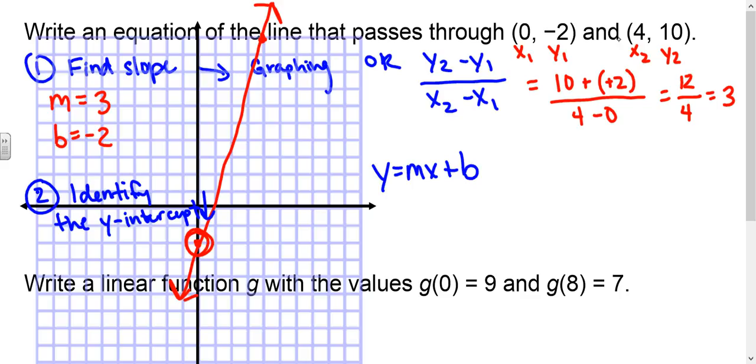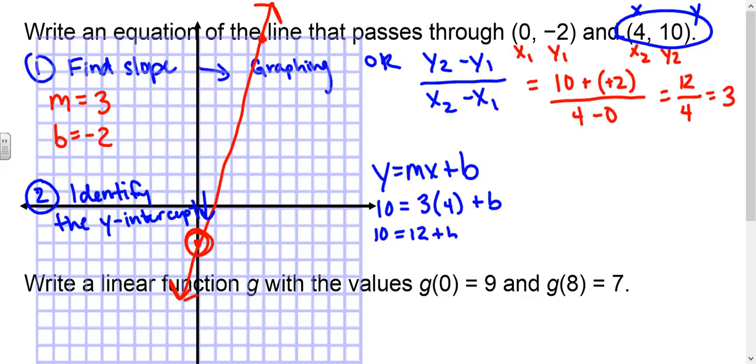So I could take any of my points and use them as my x and my y. So in this case, this would be y and this would be x. So 10 would be plugged in for y, and then m is 3. That's my slope. And then x is 4, and then I don't know b. So if I continue to work this out, what is 3 times 4? Well, we would have 12. And then if I want to get b by itself, then I just subtract 12 from both sides. So I get b equals -2.